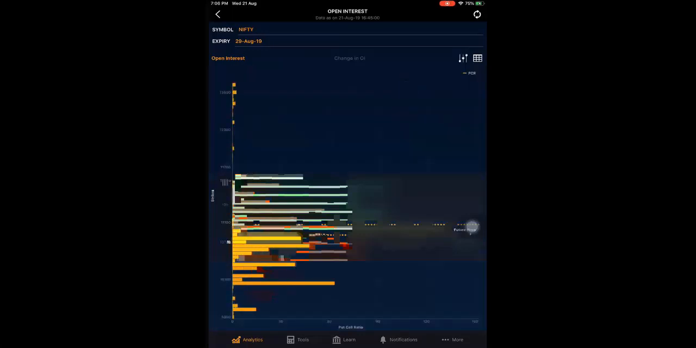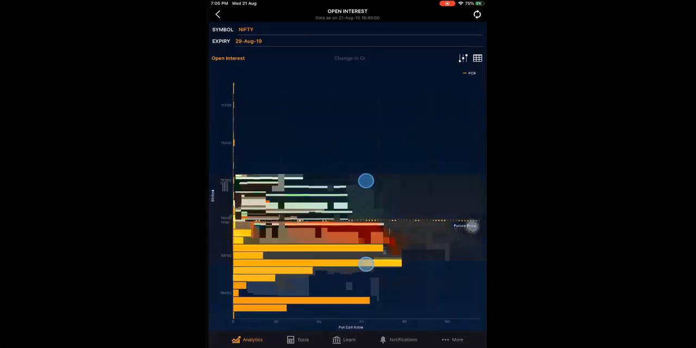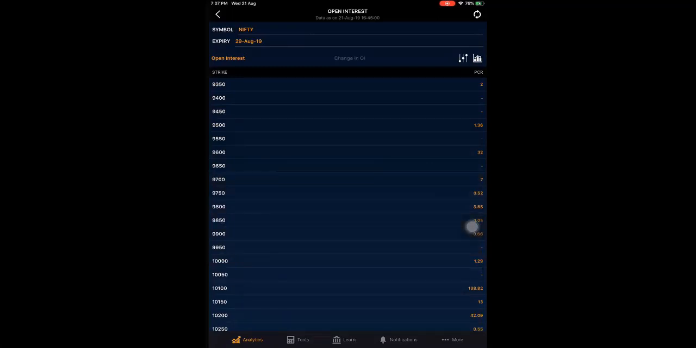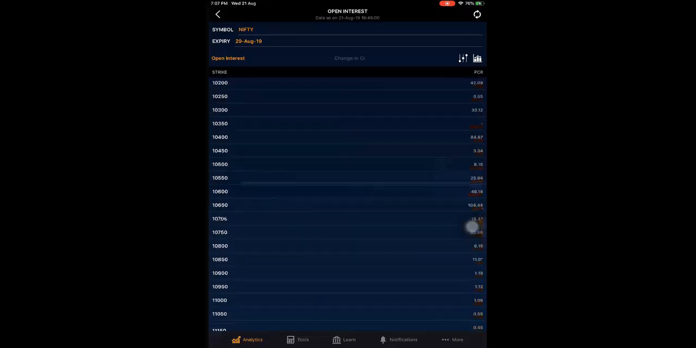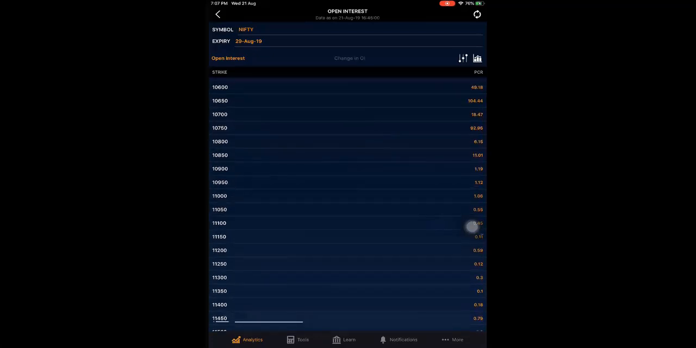This PCR will tell you the strike-wise put call ratio, the total put OI divided by the total call OI. So here is the graphical one. If the graph is not that readable, you can see the table, because in options it can happen that there are 0 puts and 1 lakh calls, so the ratio will be completely infinite. It's always better to have a table view when you're looking at the PCR in open interest. So you can see where the ratio is: 11,000 has 1.06, 10,900 has 1.19.